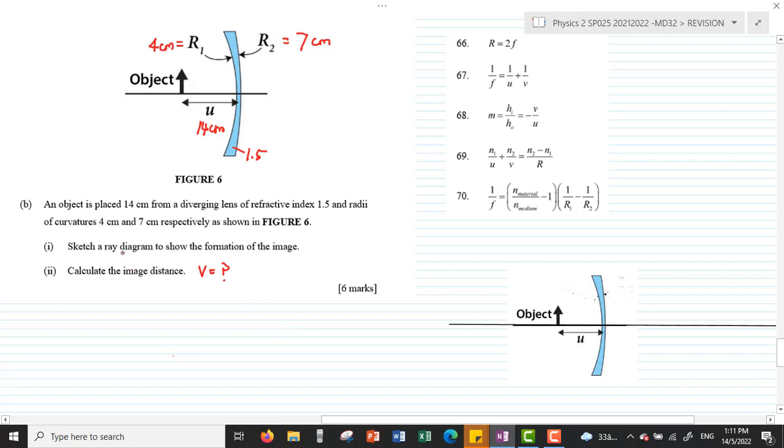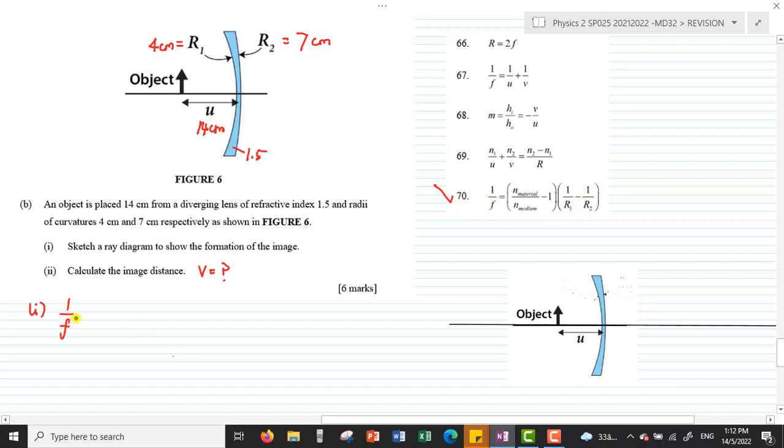So first question, I need to sketch a ray diagram, so I will draw the object. The object is around 14 cm in front of the diverging lens. Anyhow, in order to sketch the ray diagram, I need another piece of information, which is the focal length, so that I can put my focal point for the diverging lens. So before I can sketch the ray diagram, I need to calculate the focal length of this diverging lens. Since the question gives us the radii of curvature for the lens, I can determine the focal length by using the lens maker's equation, equation 70.